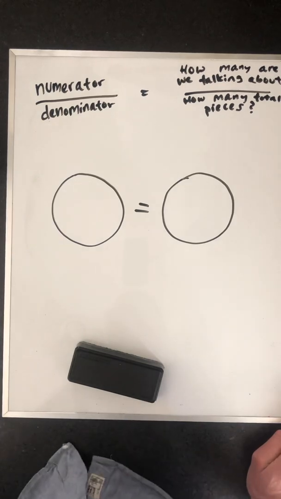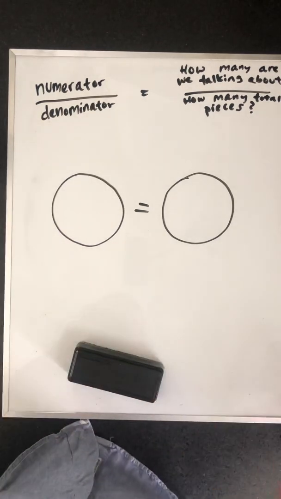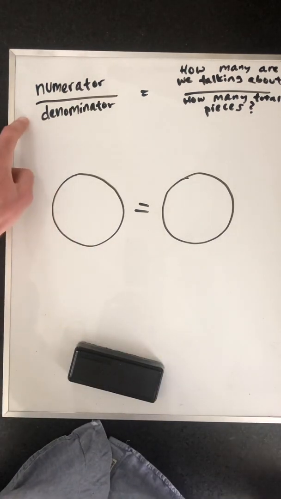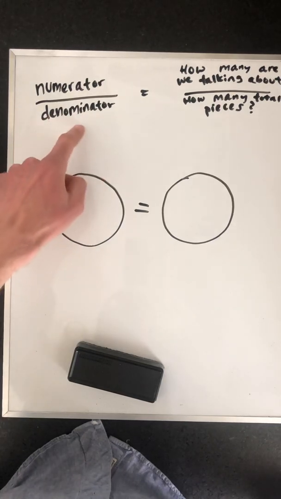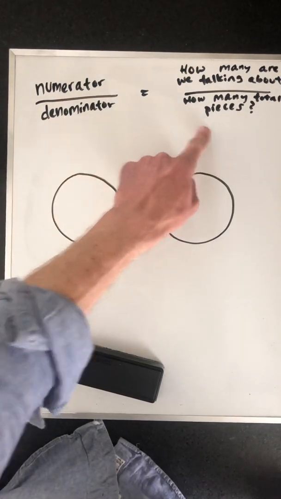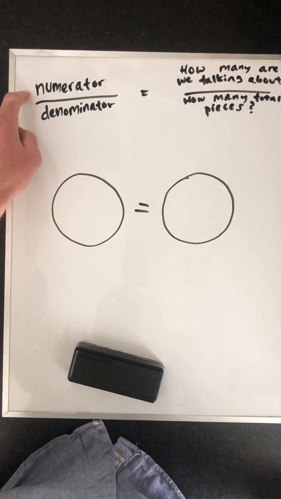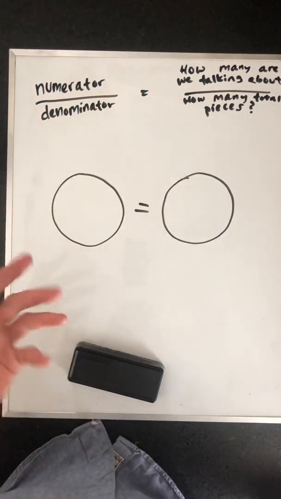We're working on our fractions packet. So let's go over numerator, denominator. Denominator means how many pieces total. Numerator up top means how many are we talking about or how many do we have.